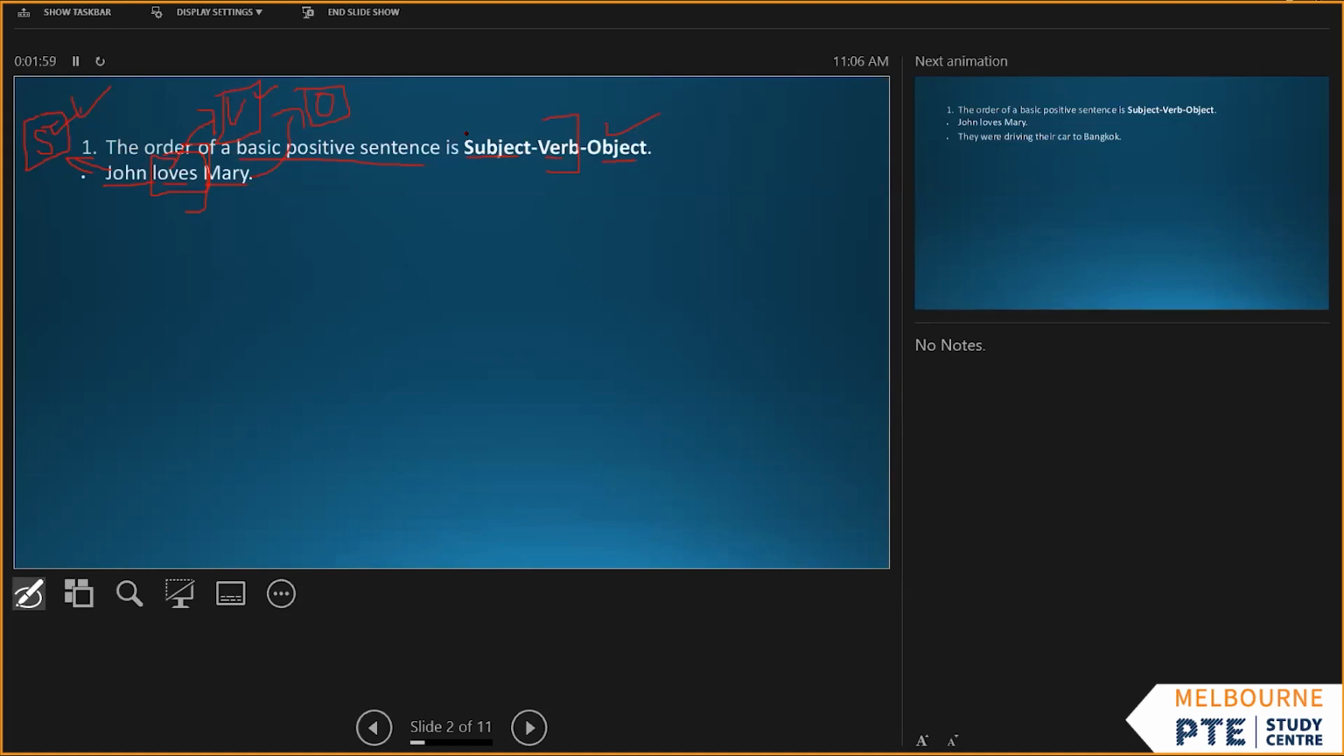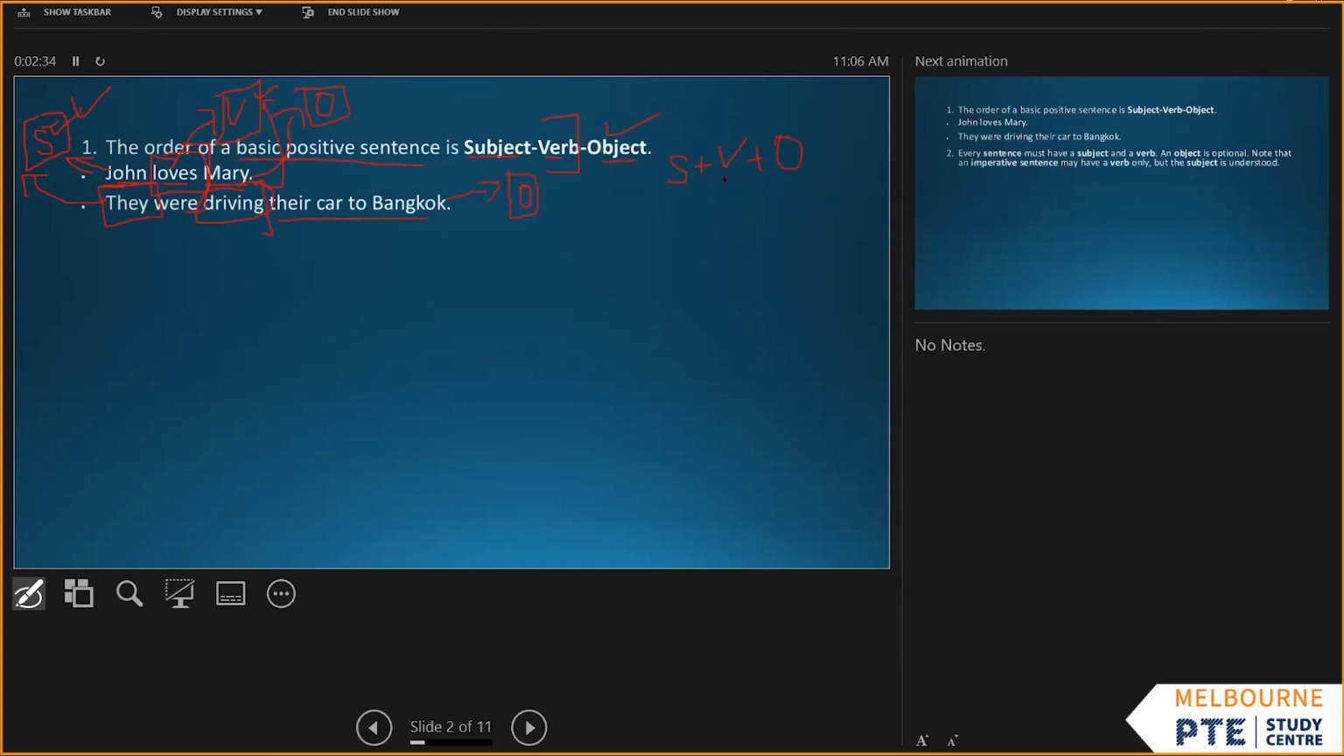Now, this was a very simple example, but if I have a look at a longer one, in this case, it says they were driving their car to Bangkok. Now, in here, they is my subject. Driving will be my verb. And whatever I have after it is my object over here. So the rule here is basically subject plus verb plus object.